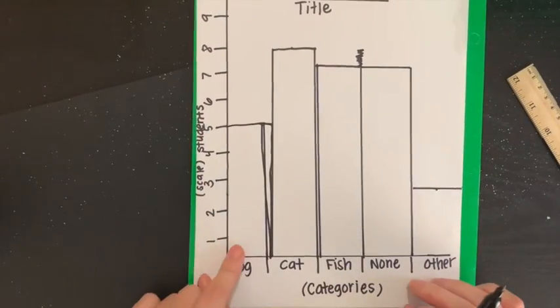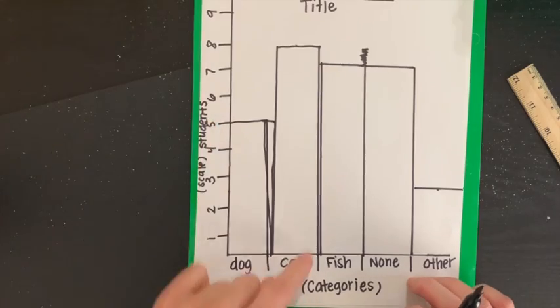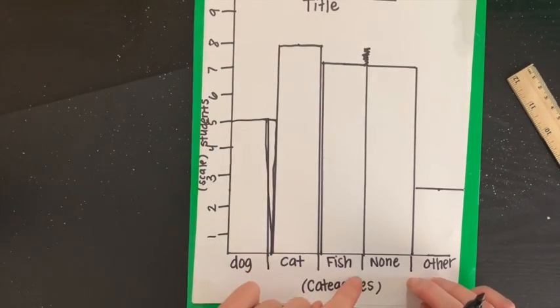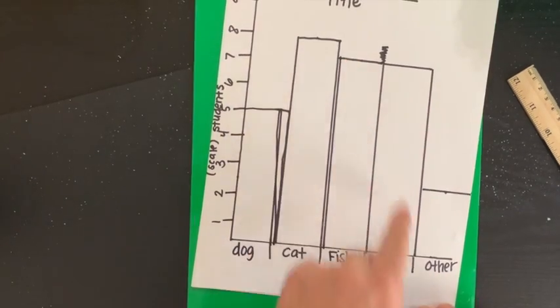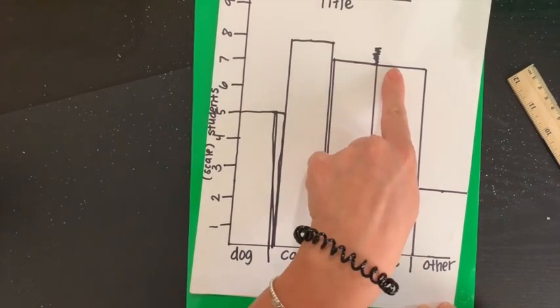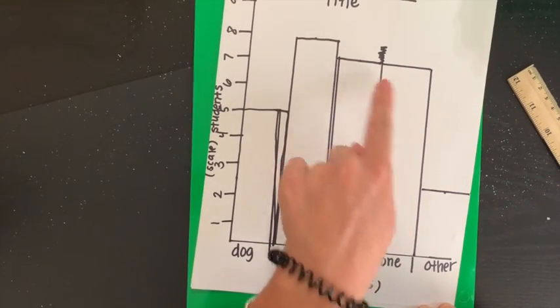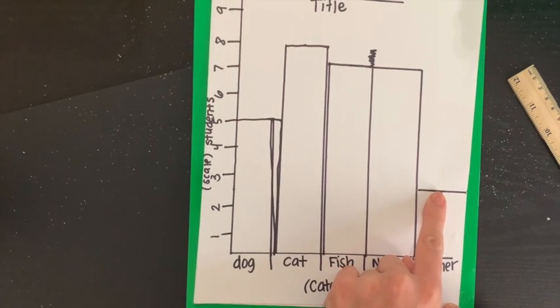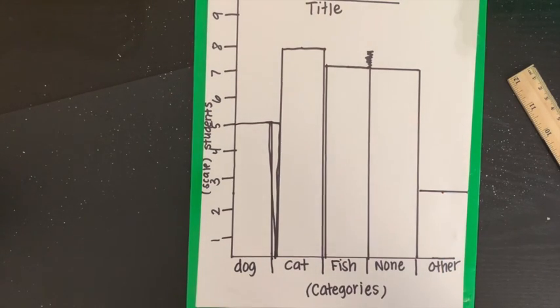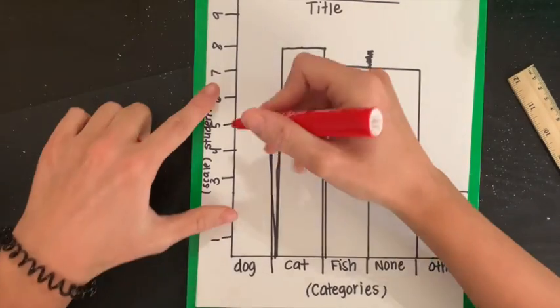So we have dogs with 5, cats with 8, fish with 7, no pets also with 7. You can see these are the same height, and other with just 3. Now we're gonna go in and we're gonna color each bar a different color, and you can choose the colors that you would color yours in.